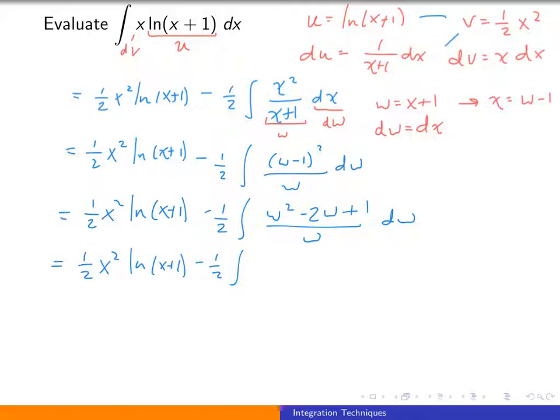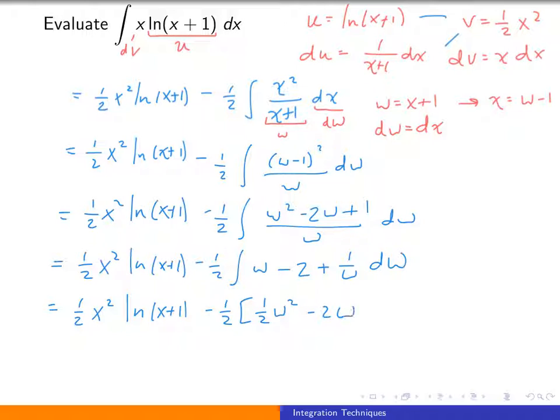So we'll have the integral of w squared over w, which is w, minus 2w over w, which is 2, plus 1 over w. And now we are exactly where we want to be. We have an integrand made up of a sum of 3 different things, and all of them are easily anti-differentiated. So we have minus 1/2 times the antiderivative of w, which is 1/2 w squared, minus 2w plus the natural log of w.